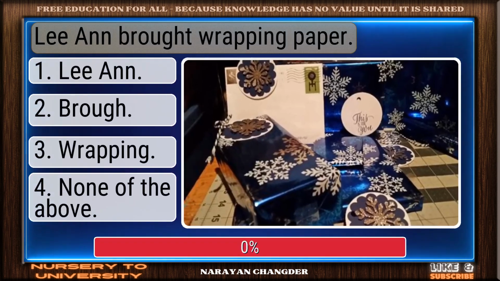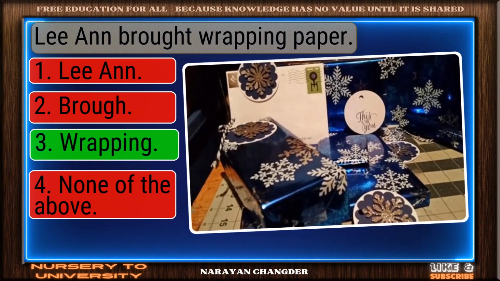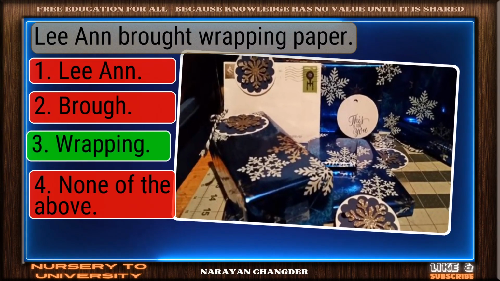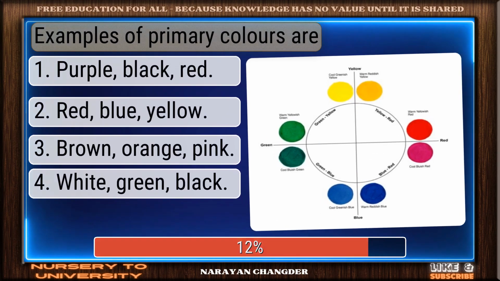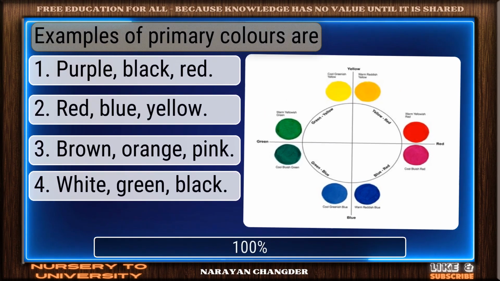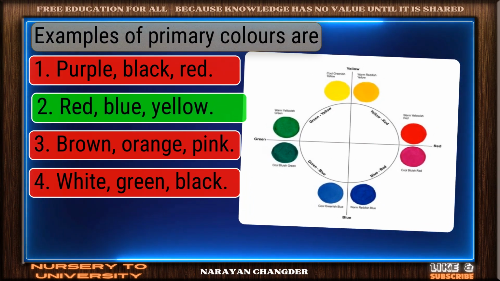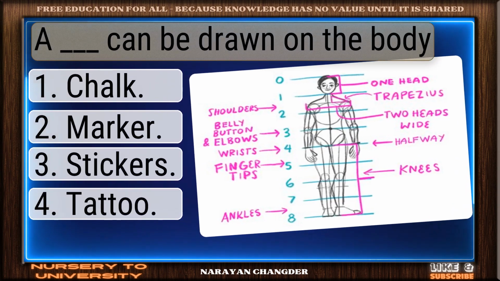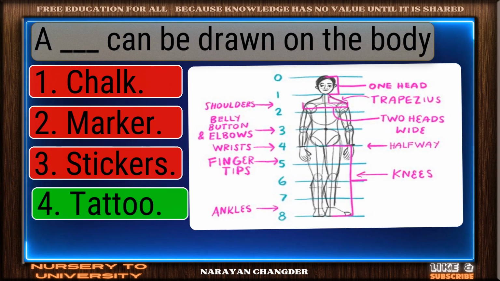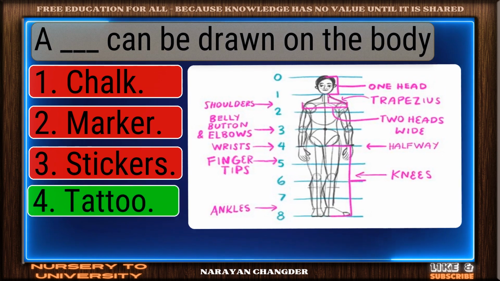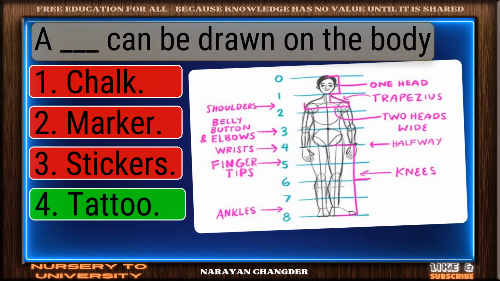Leon brought wrapping paper. Nice selection. Wrapping is the correct and valid answer. Examples of primary colors are. Exactly. Red, blue, yellow makes sense, and it is the right choice. A dash can be drawn on the body. Clear logic. Your choice, tattoo, is sound and 100% true.